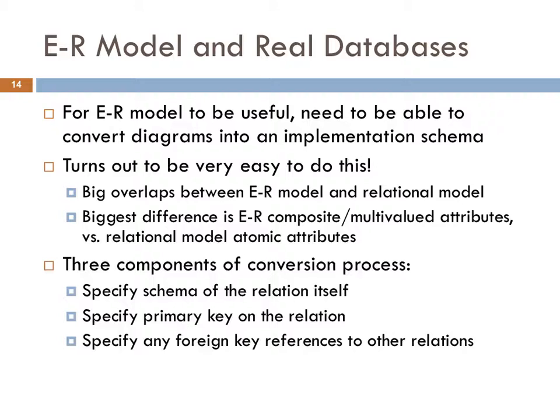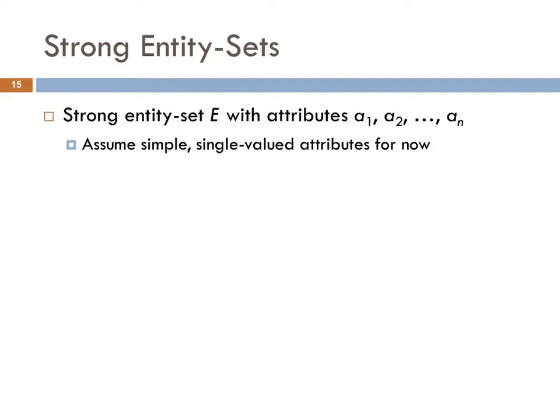3 components of the conversion process. Schema of the relation itself, primary key on the relation, foreign key references to other relations. There's also another step which I'm not including here, which is, hey, what about candidate keys, other candidate keys? Those need to be there too. Foreign key references become pretty important when you start talking about relationship sets. So yeah, strong entity set E with attributes A1 through AN. So, strong entity set. Why is it called a strong entity set?